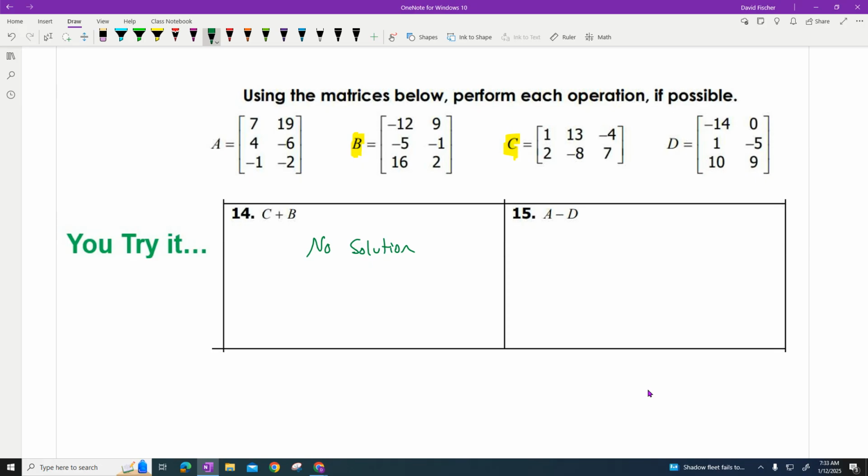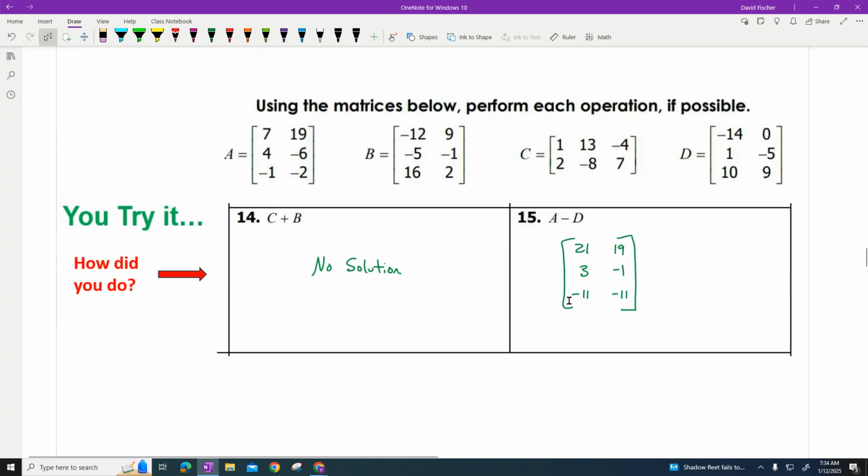Okay, you try this one, because subtraction is kind of the one that's most tricky. So try this one. Pause your video, try that one, and when you're all done, start it, and let's see how you did. Alright, let's see how you did.